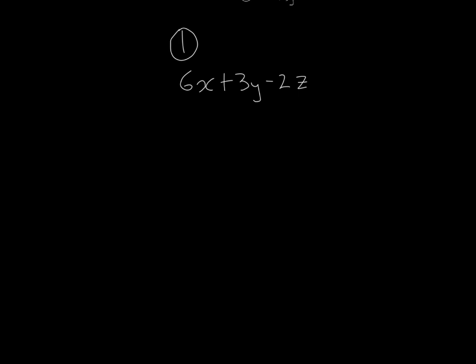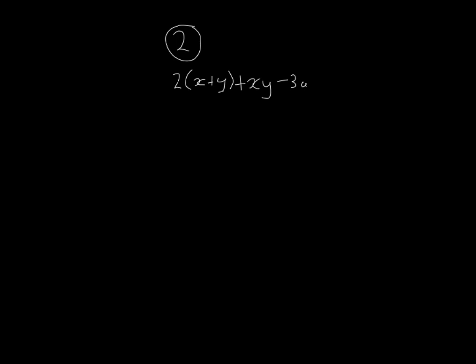Question 1 asks us to identify the number of terms which are in this expression. So remember earlier on I said that terms are separated by plus and minus signs. So if we have a look at this one, for example, we see that we've got a plus sign over here and a minus sign over here. That means that we are left with a term over here, 6x, another term over here, 3y, and finally we have the term 2z. So our answer for this question would be there are 3 terms.